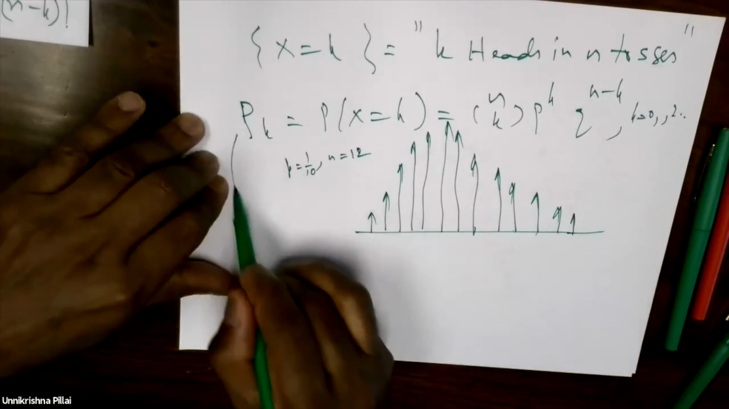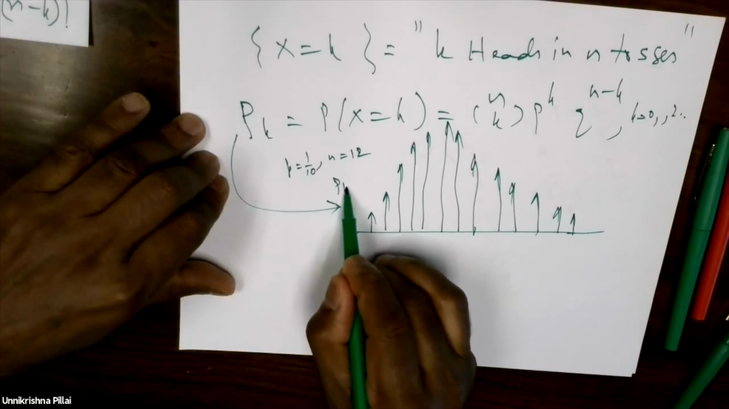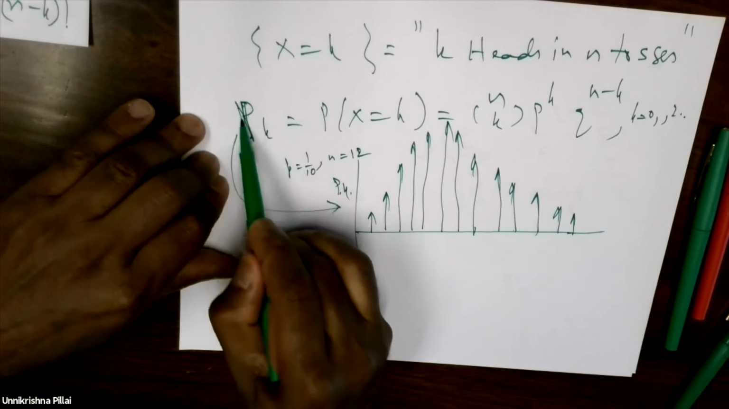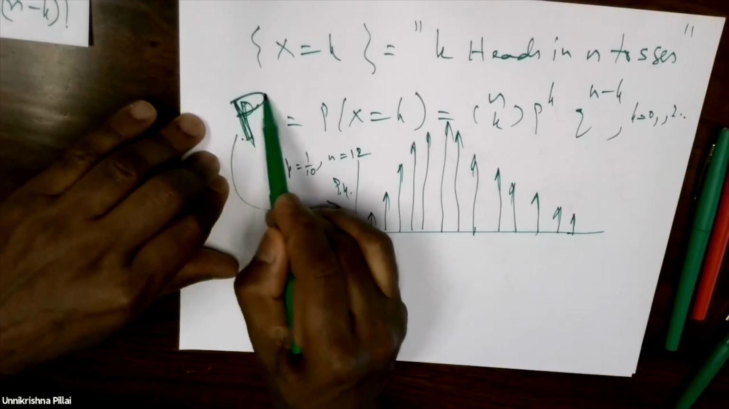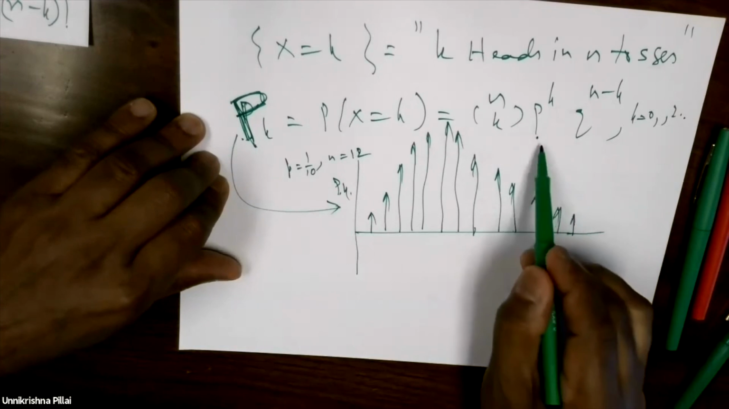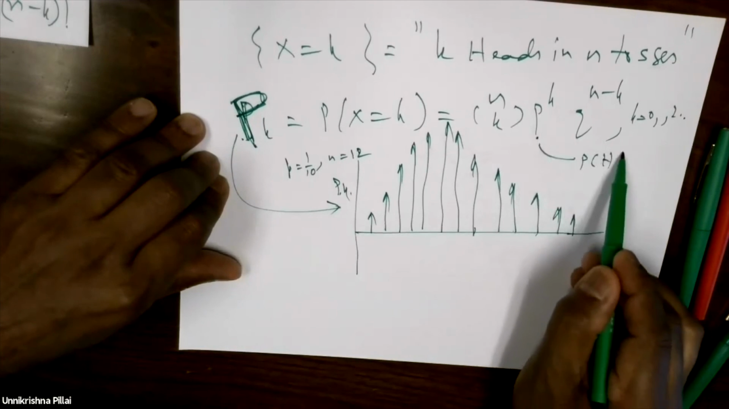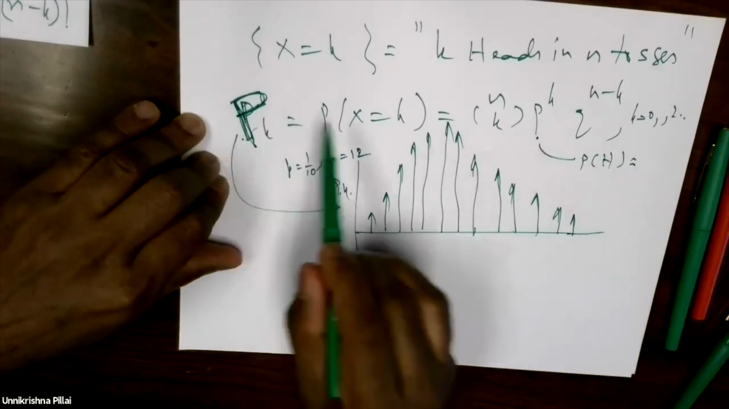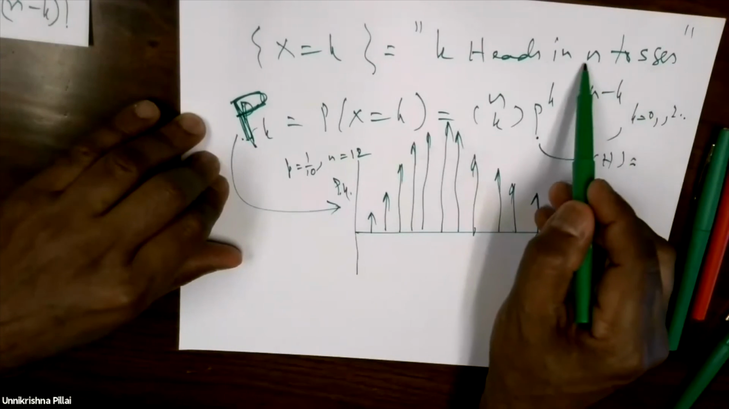So what I'm plotting here is PK. PK is on the y-axis here, capital PK. Remember, don't get confused with this. There's only so many notations I can use. This P is the probability of getting a head in any one toss. Let's say 0.5 if it is a fair coin. This is the probability of getting K heads in N tosses.